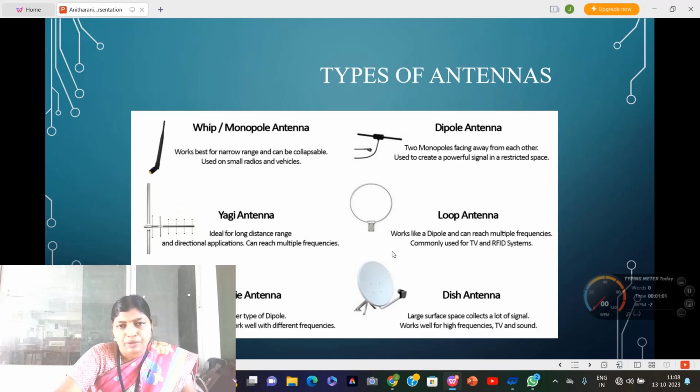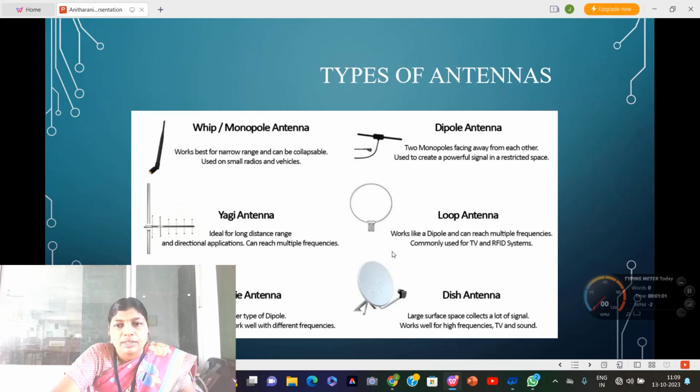There are different types of antennas. The first one is the monopole antenna. Monopole means a single pole is activated as an antenna. It works best in narrow ranges and can be collapsible. It is used in small radios and vehicles.